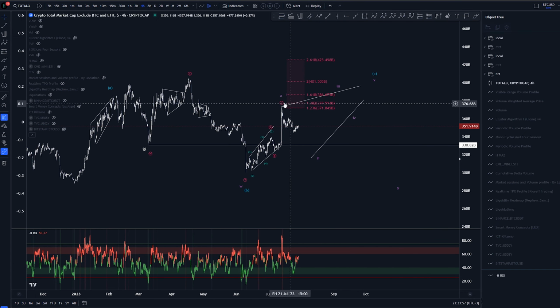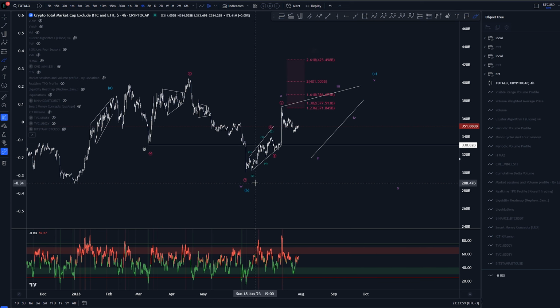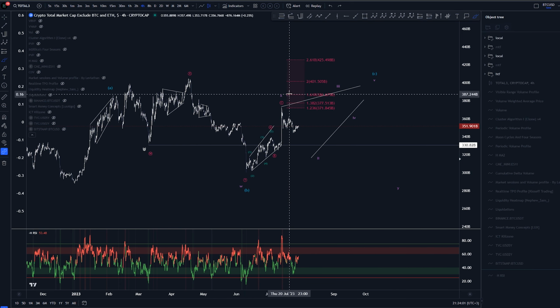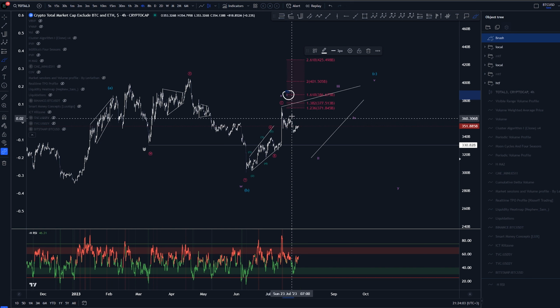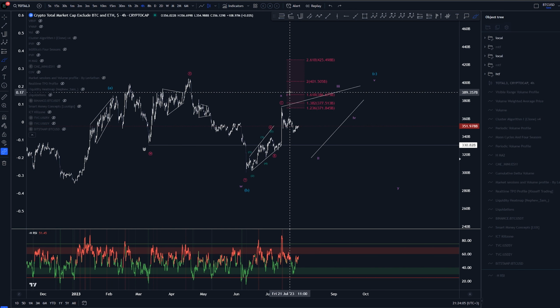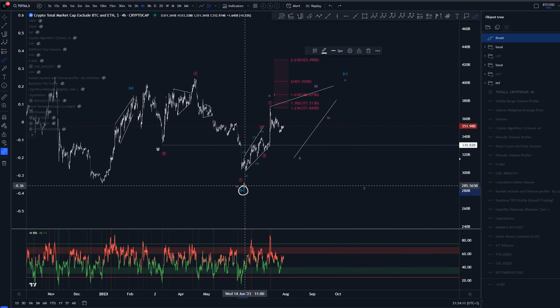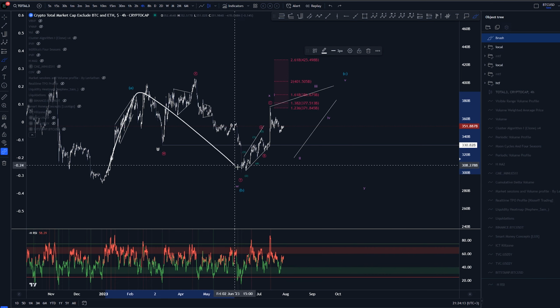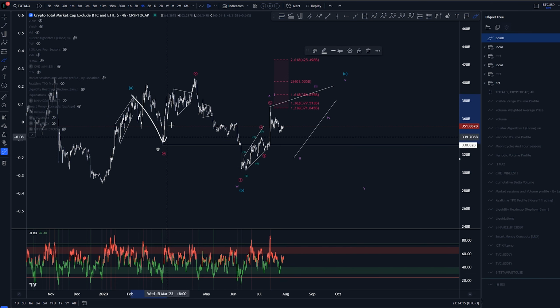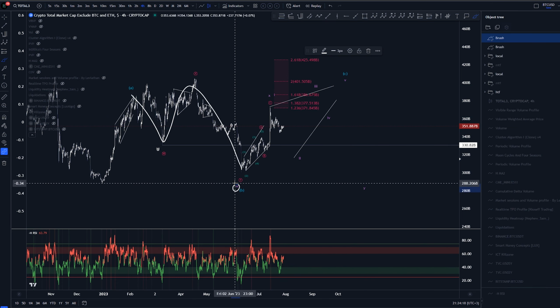Now, what if this is not a wave 1? What if this is again a three-wave structure that is not part of a wave 1? That is completely possible, and actually it's probably more likely. Overall, at that point, instead of this becoming a wave B of this whole thing, we would be saying that this would be wave W.